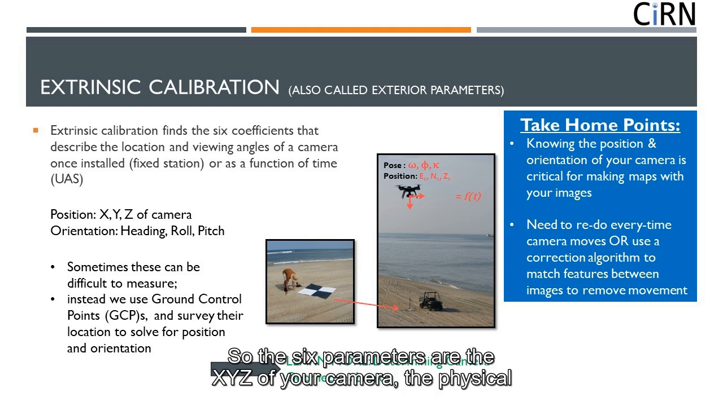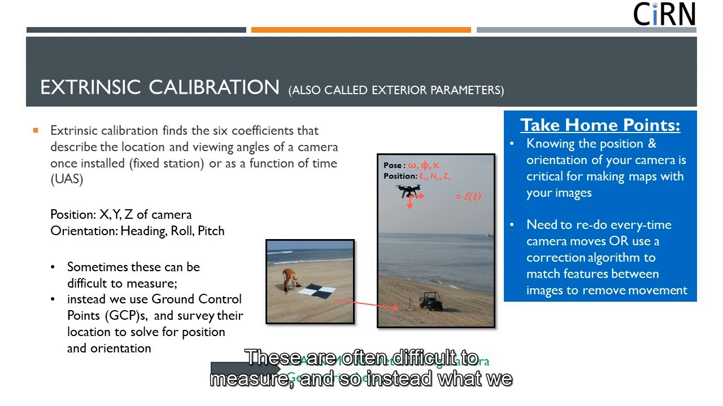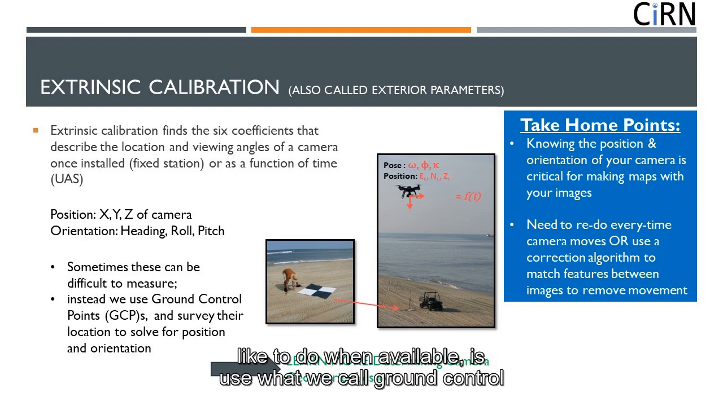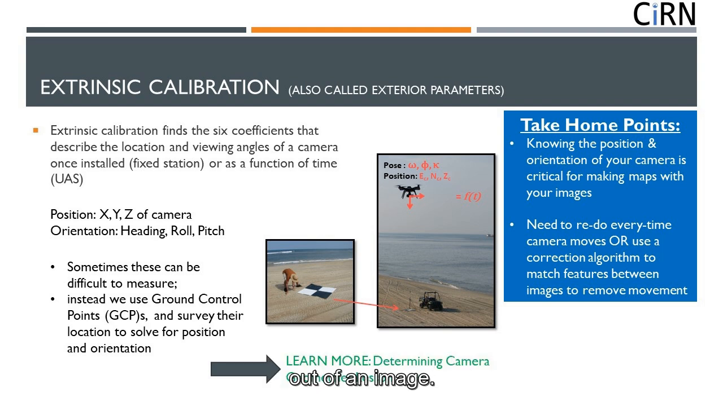So the 6 parameters are the XYZ of your camera, the physical location in space, and then the orientation, the heading, roll, and pitch. These are often difficult to measure, and so instead, what we like to do when available is use what we call ground control points. So these are these black and white targets that you see, or can be any type of target that you can reliably see and pick out of an image.